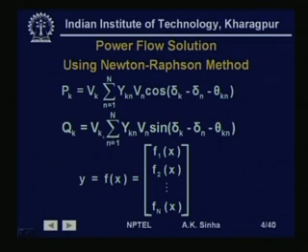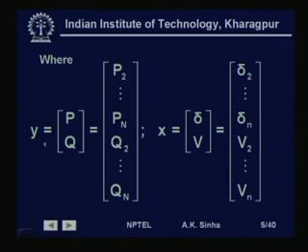The same is true for the reactive power. The equations can be written as shown here. We can write this as a function of x as y is equal to f(x), where for each bus we will be writing these two equations. So, if there are n buses, then we will write all these equations as f1(x) up to fn(x), the total number of equations required, where y is basically a vector of real power injections P and reactive power injections Q.